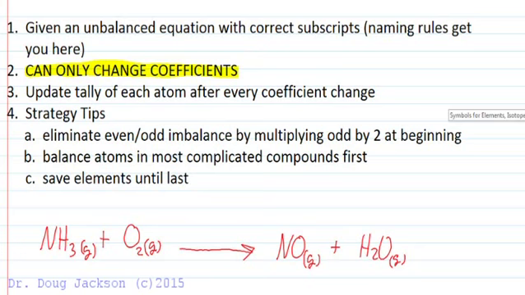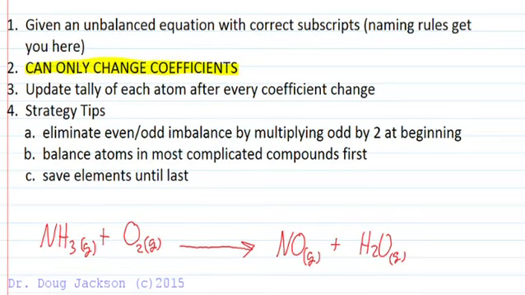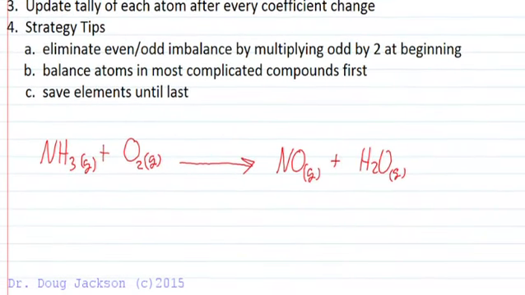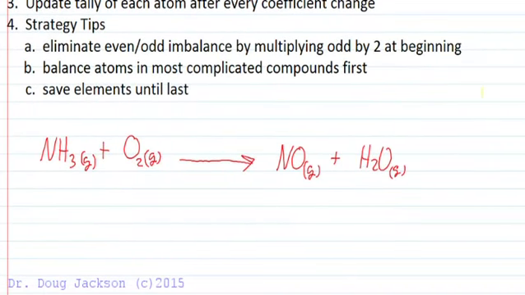So the general strategy is we're going to update the tally of each atom after every coefficient, and the strategy that's going to get us there quicker and with the least amount of headache and heartache is to start by eliminating an even-odd imbalance, because we can never multiply an even number to get an odd. We're always going to get an even if we multiply an even number by any number. But an odd number we can multiply by 2 at the beginning to get rid of that odd number, so that it makes it where we can match up better.